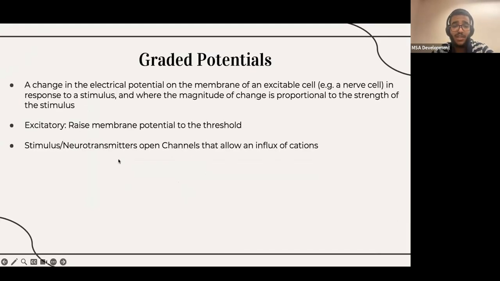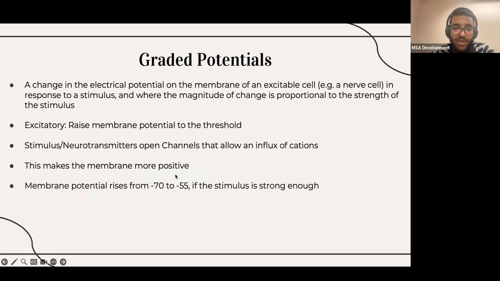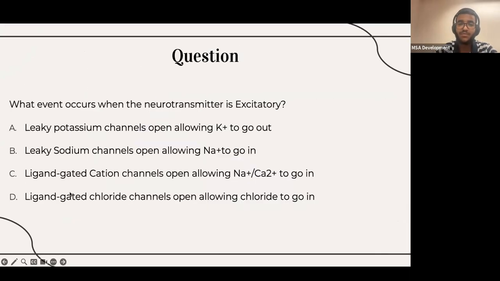So basically, stimulus or neurotransmitters open channels that allow an influx of cations, and this channel is called a ligand-gated cation channel, and this makes the membrane more positive. And if the membrane potential rises from -70 to -55, then the stimulus is strong enough to cause an action potential. So what event occurs when the neurotransmitter is excitatory? We said the ligand-gated cation channels open, allowing sodium and calcium mainly to go in.